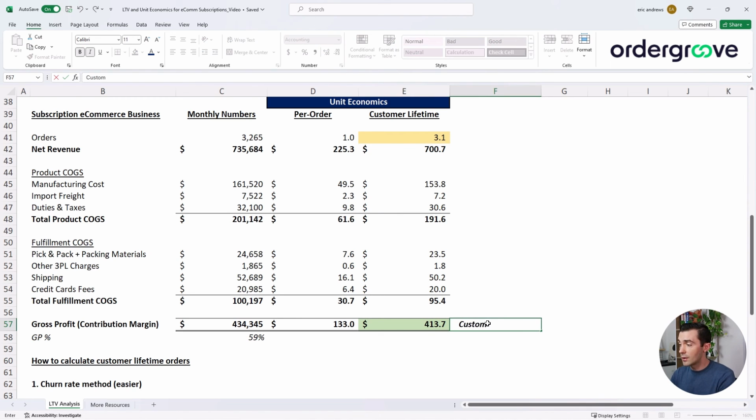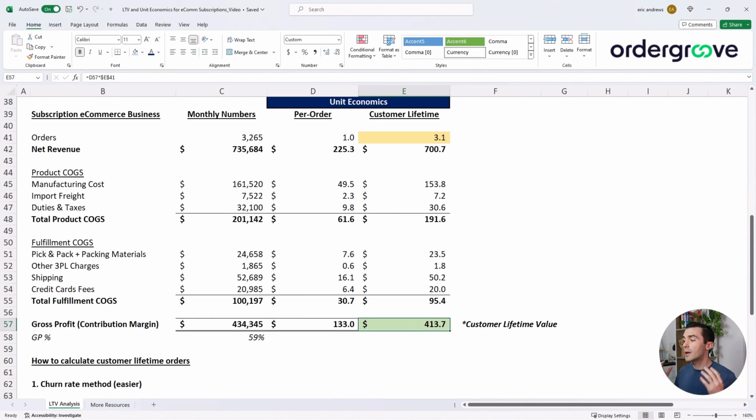And this is also known as your customer lifetime value. The customer lifetime value is the total lifetime gross profit your company makes on its relationship with every individual customer over a period of time. So $414, this tells us if we acquire a customer tomorrow, we are predicting that we will make $414 of profit on our relationship with that customer, even though we only make $133 on the first order that they place.